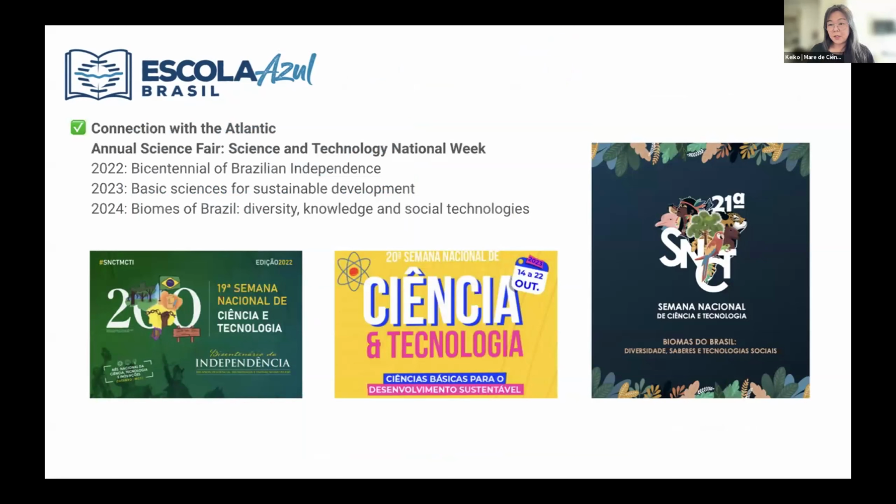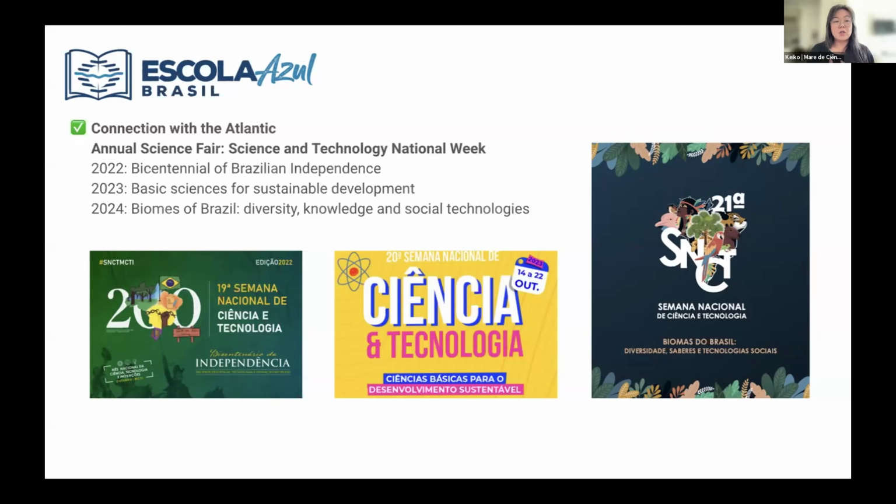here in Brazil, we offer schools the opportunity to get engaged in the biggest science fair that we have here, the Science and Technology National Week, which happens annually. The challenge is to connect the annual theme of this fair to ocean literacy within their Blue Schools. In 2022, the theme was the bicentennial of Brazilian independence, so they had to talk a lot about geography and history and connect the history of the independence of Brazil to ocean literacy, the importance of the ocean in the whole context.